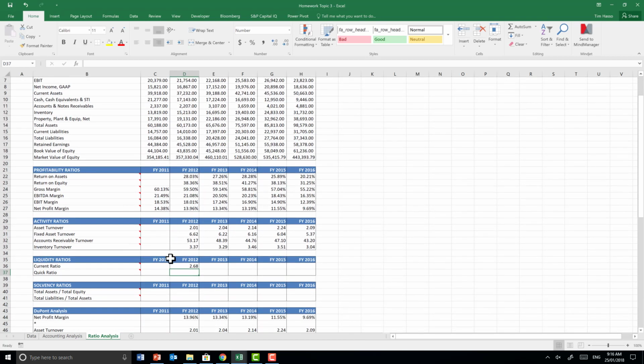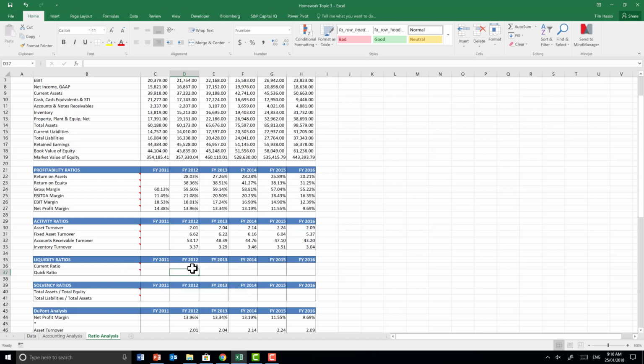Now for the quick ratio, the formula gets slightly more complicated, because in this case we need to take 2 items from the balance sheet, add them up, and then divide them by another item on the balance sheet. But again, because everything is on the balance sheet, we still need to average each of these items. So in order to calculate this correctly, what you would take is, again, if you look here, it's cash and cash equivalents and STI plus your accounts and notes receivable divided by total current liabilities.